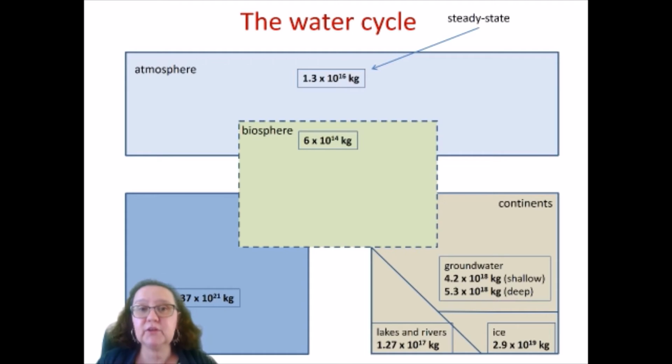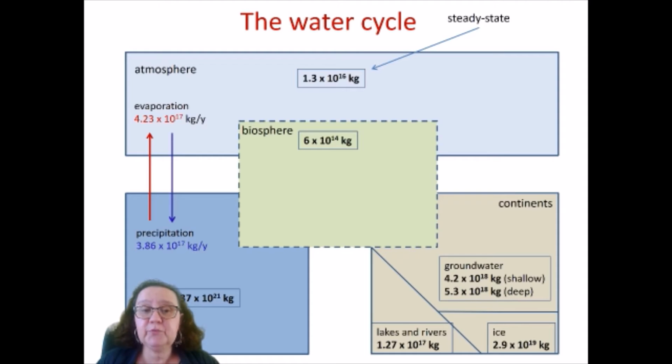And there's a certain amount of water in the biosphere, in the plants. And you have an exchange between the atmosphere and the oceans, for example. So you have the process of evaporation from the ocean to the atmosphere, and the process of precipitation from the atmosphere back into the oceans. And those are the fluxes, the kilograms per year of water that come in and out.